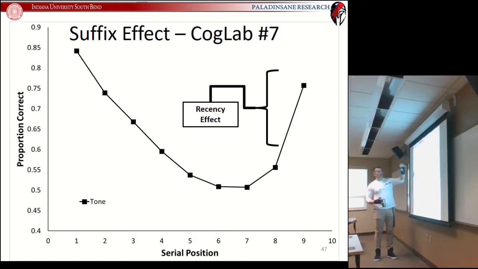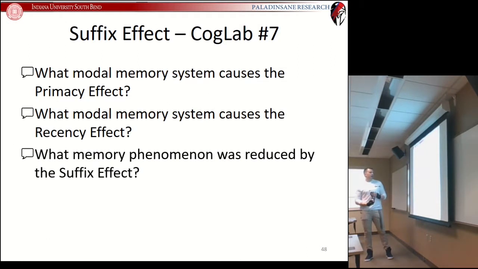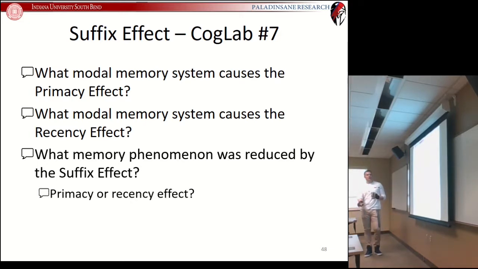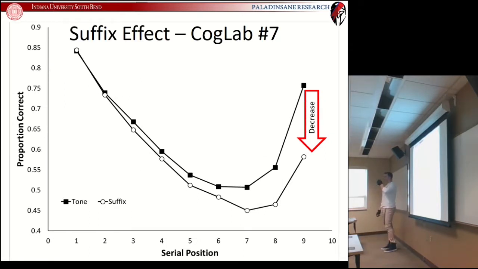All right, recency effect: probably short-term memory, because you have to recall it almost immediately before it decays, before it goes away. All right, modal memory system caused a recency effect. What memory phenomenon was reduced by the suffix effect? Was it the primacy or the recency effect? So what was decreased the most by the suffix effect? It was the recency effect.